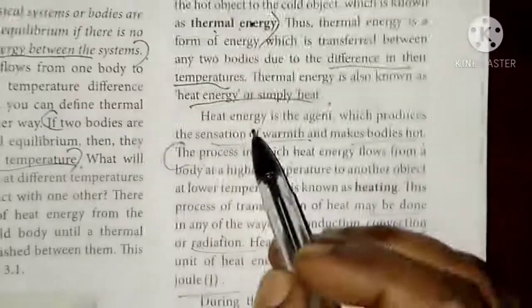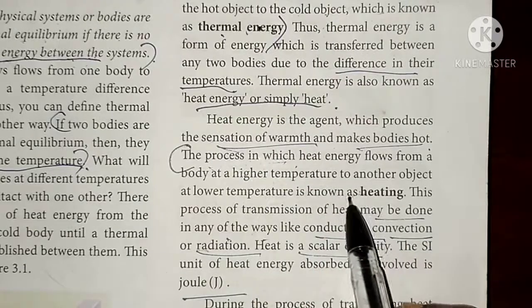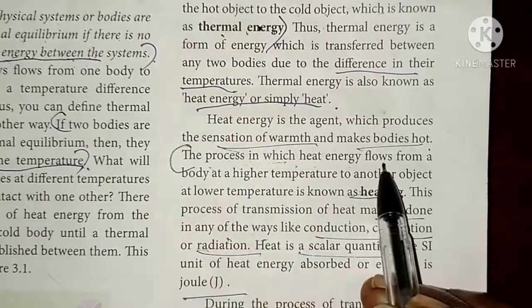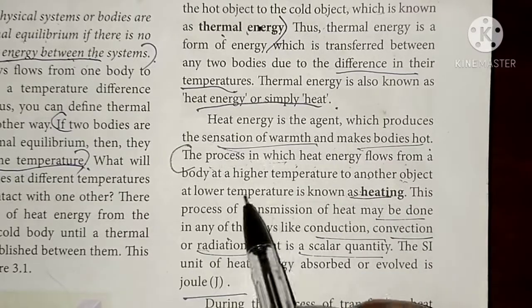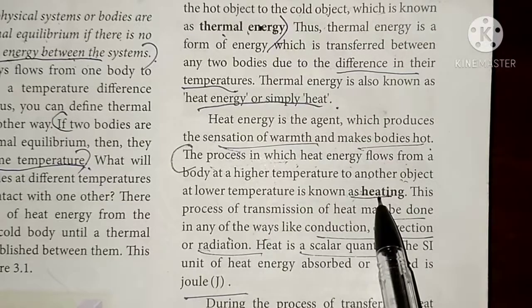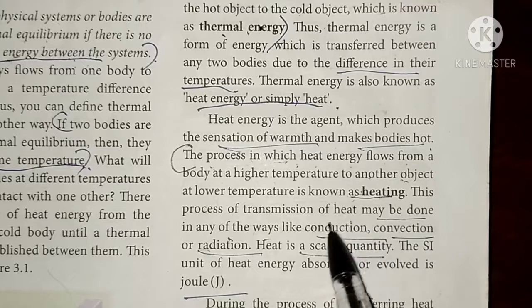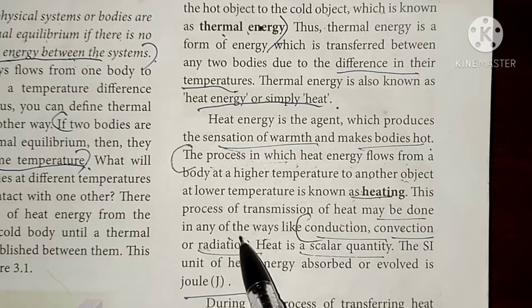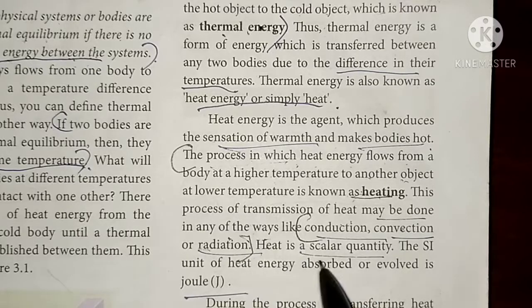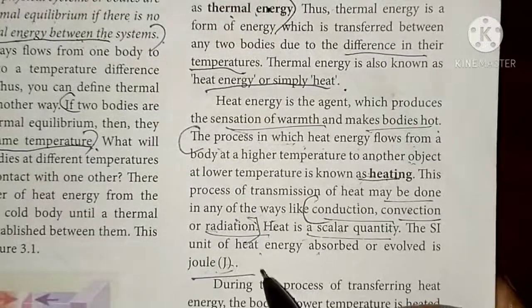In the same page, next paragraph, what do you mean by heating? Okay, the process in which heat energy flows from a body at high temperature to another object at low temperature is known as heating. What are the methods of transfer of heat? Conduction, convection and radiation. Heat is a scalar quantity and the SI unit is joule, also mark it for one word questions.